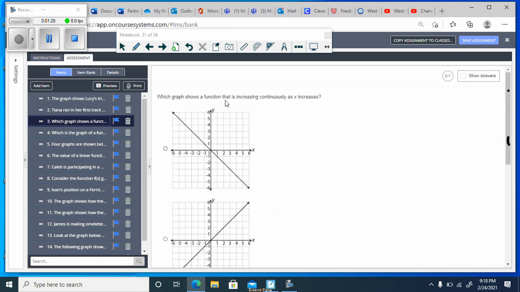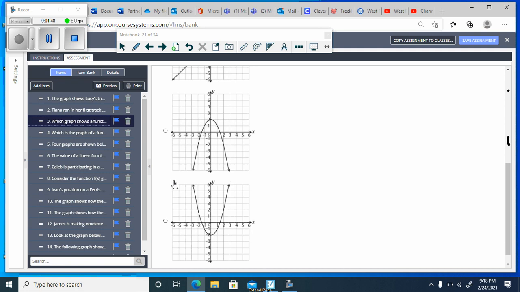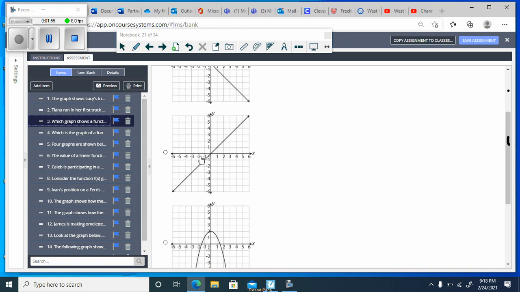Which graph shows a function that's increasing continuously as x increases? Well, this is decreasing, so it's going down. It's not increasing. This one is increasing continuously, right? This one increases here, but it decreases there. So it's not increasing continuously. This one's decreasing here and increasing there. So it's not increasing continuously. This is the only one right here, the linear one that's going up.